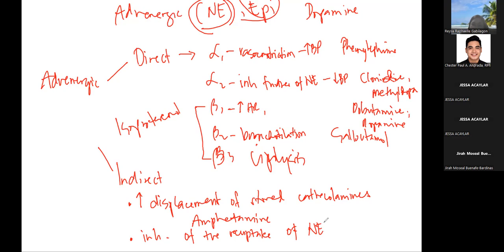So drugs like cocaine, our local anesthetic, and, what was that again, reboxetine is also included there. Okay, and then our tricyclic antidepressants can also inhibit the reuptake of norepinephrine. So this is the gist of our adrenergic agonist drugs. Okay? Let me know if you have any clarifications.